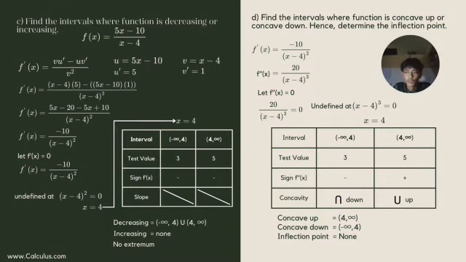Okay, next we need to find the concavity. The first derivative is minus 10 over, in brackets, x minus 4 to the power of 2. And then the second derivative is 20 over, in brackets, x minus 4 to the power of 3. And then I'm going to let the second derivative equal 0, and we got x equal to 4.